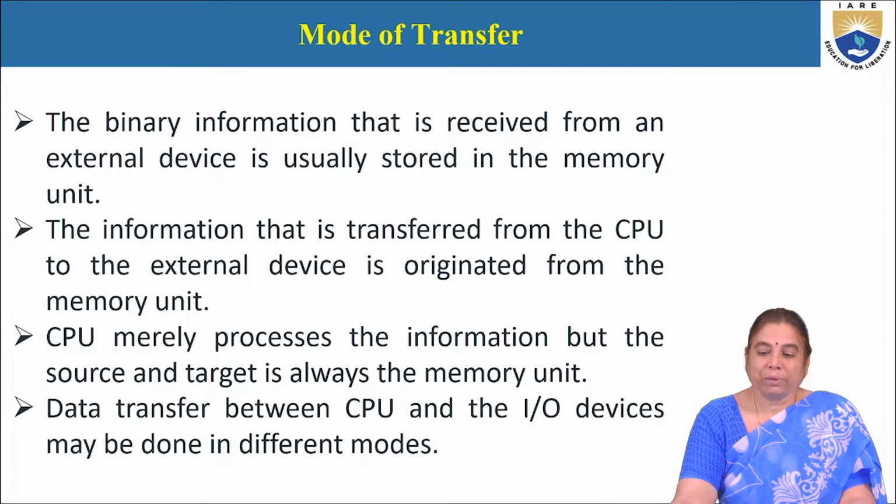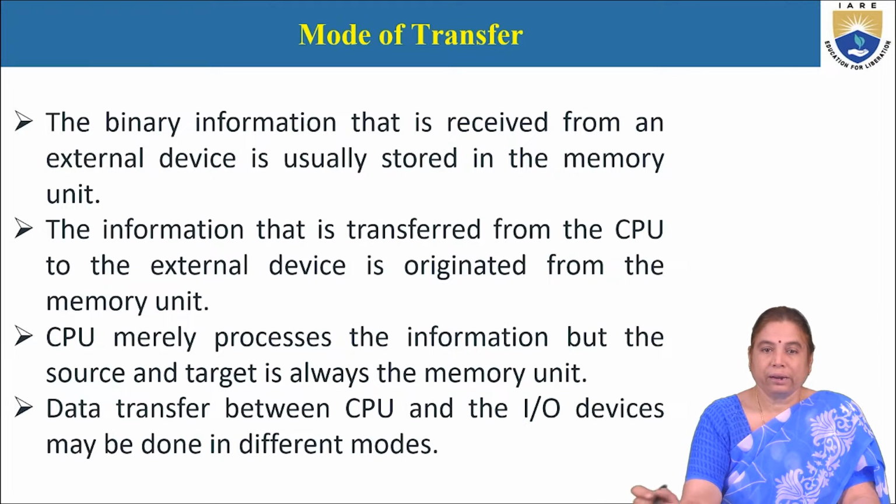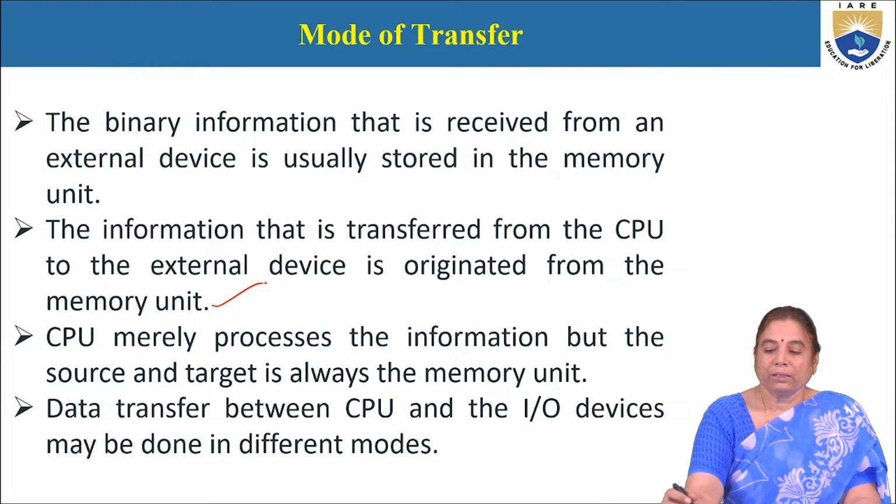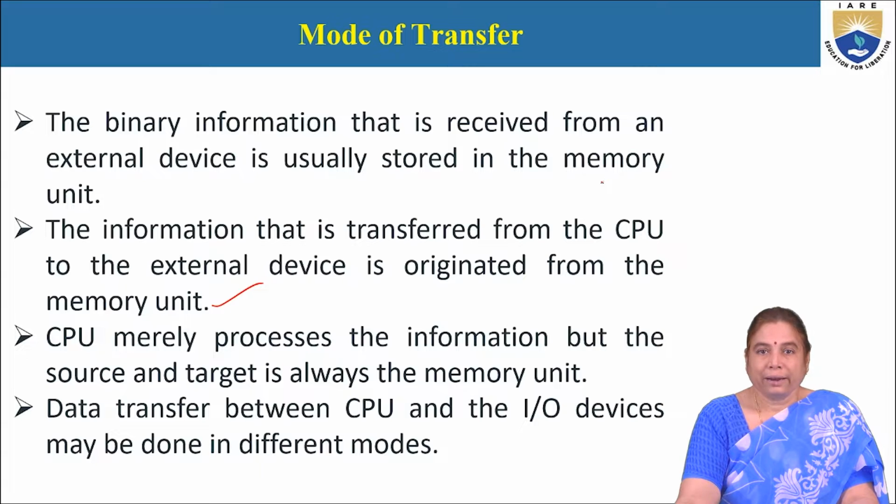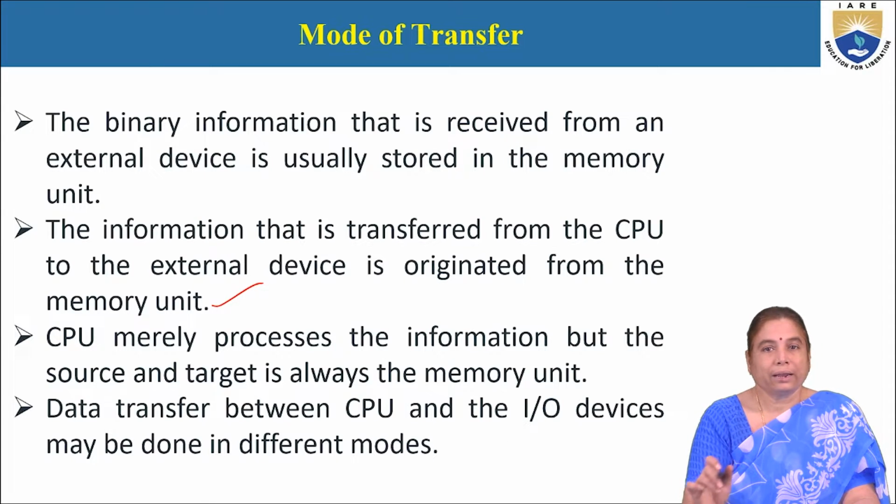The binary information that is received from an external device is usually stored in the memory unit. The information that is transferred from the CPU to external devices originates from the memory unit. So these support the read and write operations. The CPU merely processes the information, but the source and target can be the internal storage, that is the memory unit. So data transfer between the CPU and IO devices may be done in different modes.